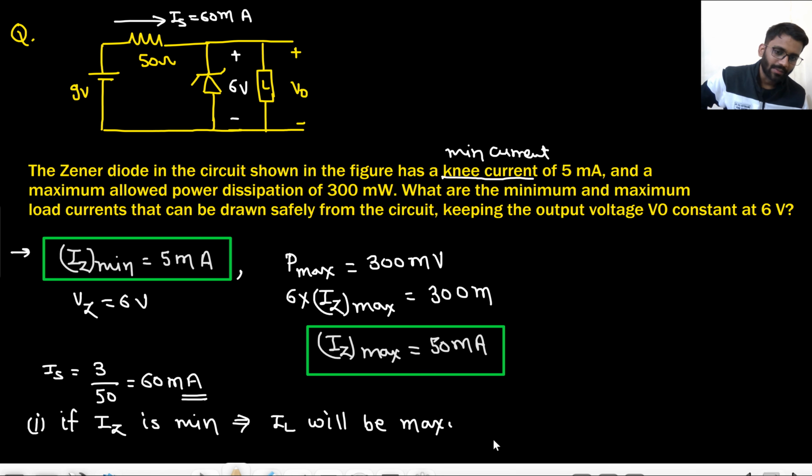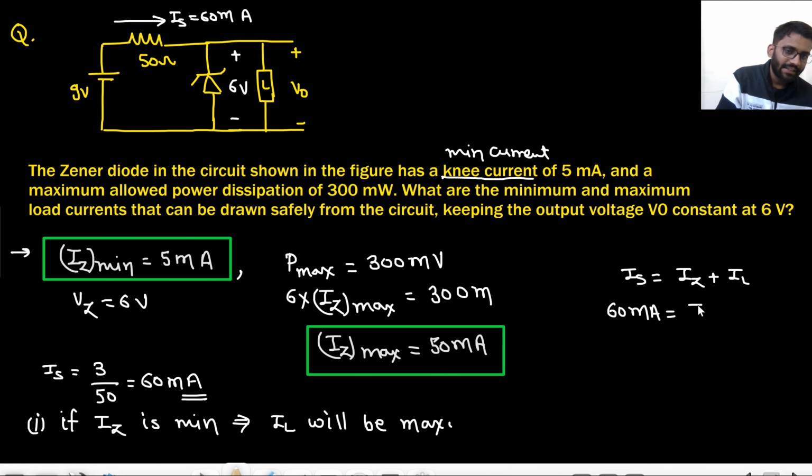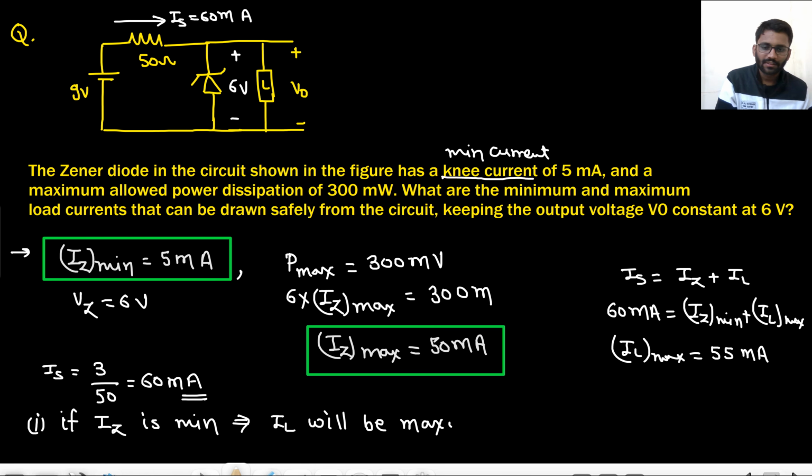IL will be maximum, right? So from here you can say that IS is equal to IZ plus IL, right? So this 60 milliampere is fixed. If IZ is minimum, that means IL will be maximum, right? So 60 milliampere, IZ minimum is 5 milliampere. So IL max is 55 milliampere. So this is the first answer.